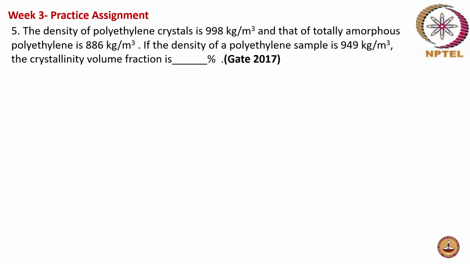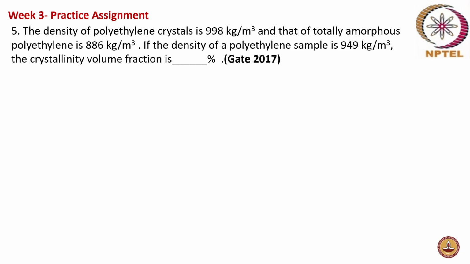So what is the information given, what are you going to find, and how are you going to find it? I think for this problem we can use the equation for the density of a semi-crystalline polymer. That is, density rho is equal to the amorphous density multiplied by 1 minus crystallinity, plus the density of the crystal multiplied by the volume fraction crystallinity. So from here we can get phi c, the crystallinity volume fraction.